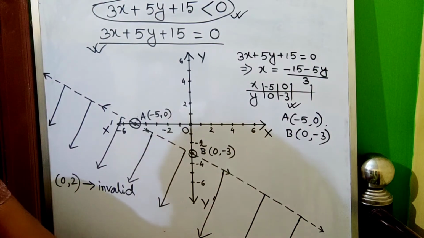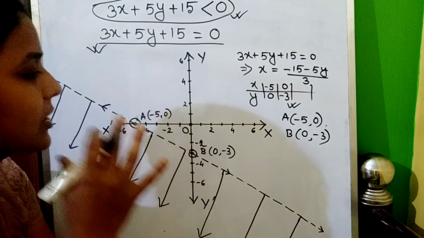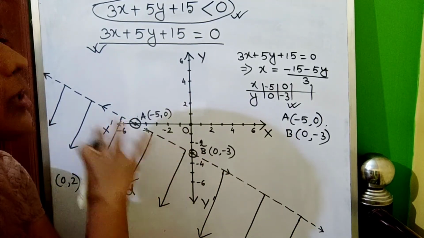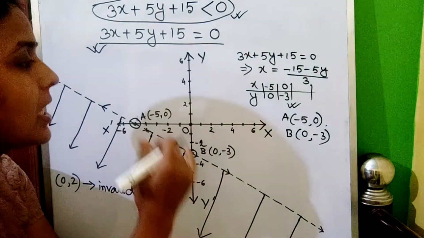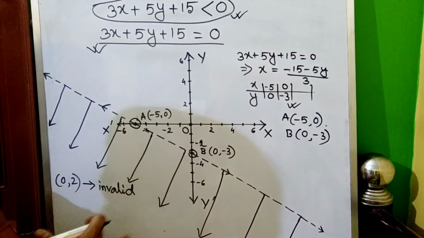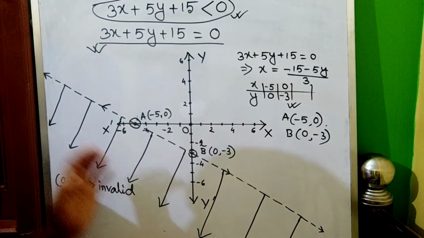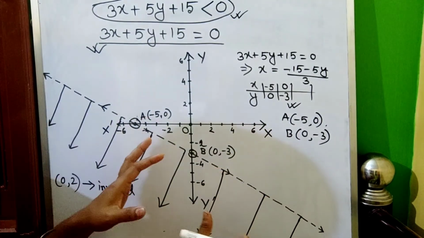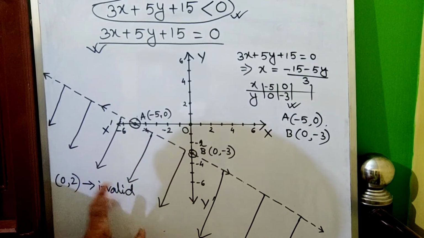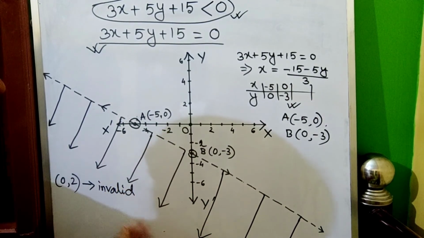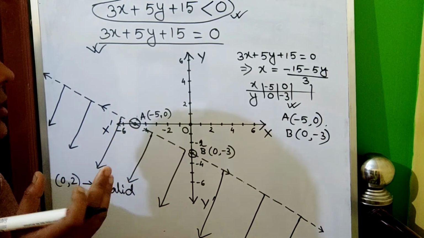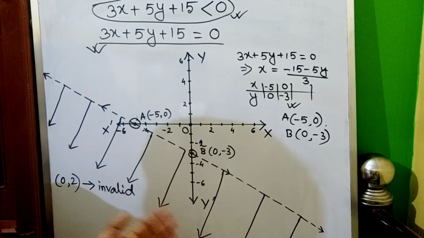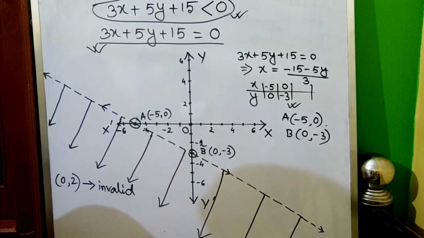Before I started this activity, I told you that the line divides the whole plane into two half planes. One half is this side and another half is this side, and you can see from the activity that the region is only on one side, not on both sides. This is all about the activity. You have to draw it on the graph paper, then cut the portion of the graph paper and paste it on the activity page.